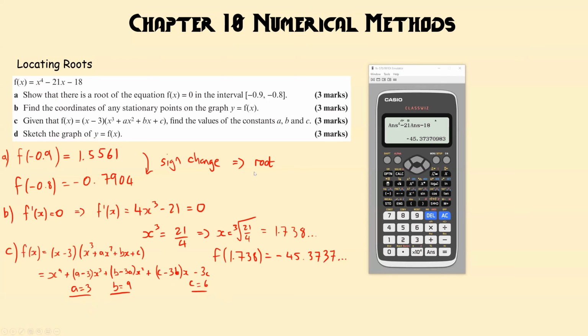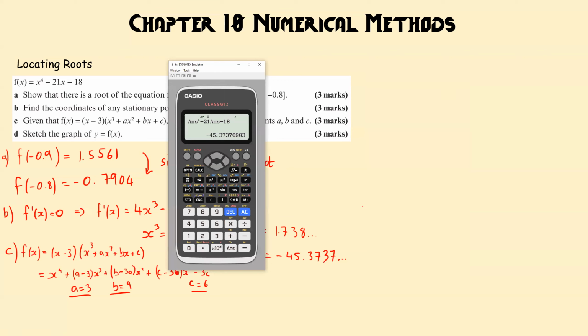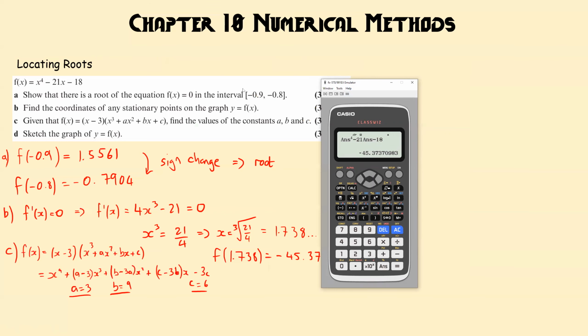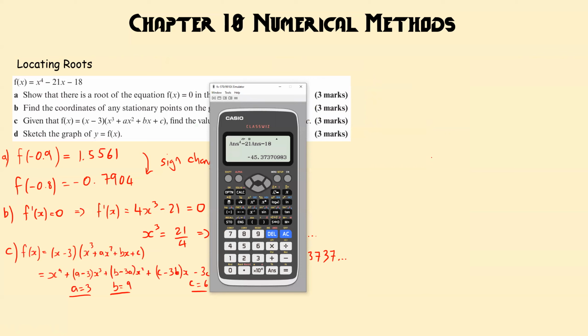Finally, part D is to try and sketch this graph. What do we know about this? I think, have we got everything? Yeah, we know that the root itself is in between minus 0.9 and minus 0.8. Don't know the actual root, but we can try and put that in a second. At this point, we don't want to try and find that really.